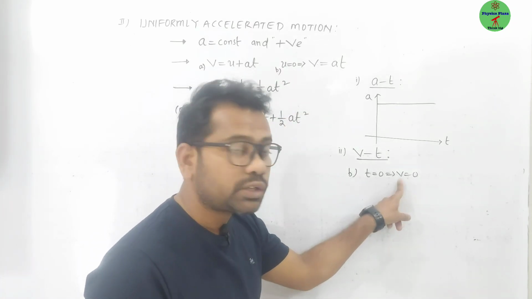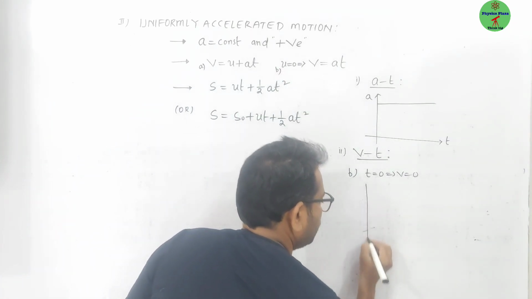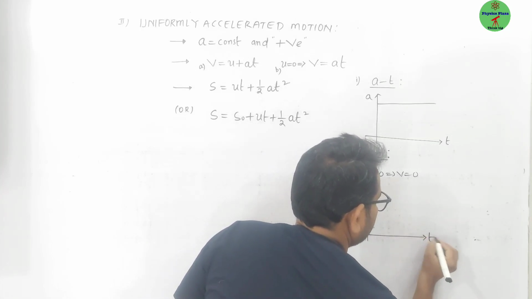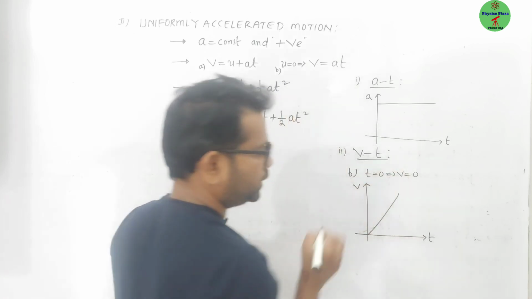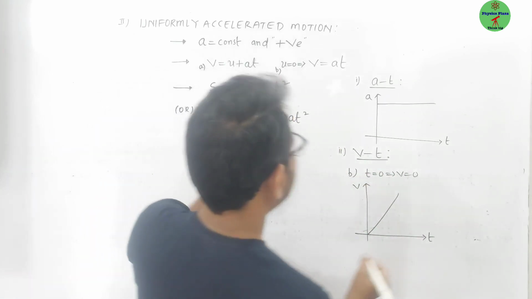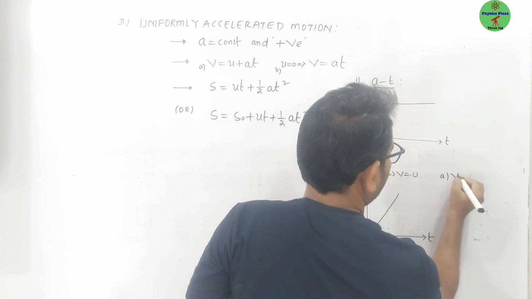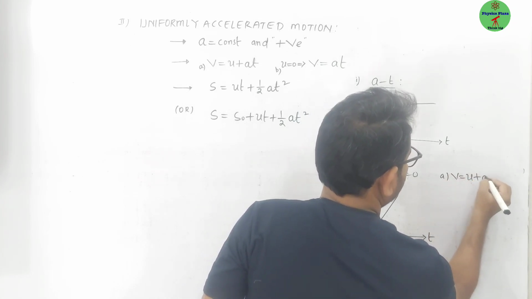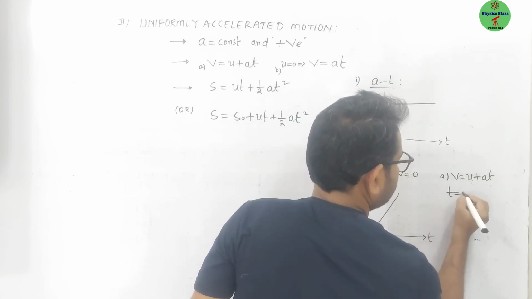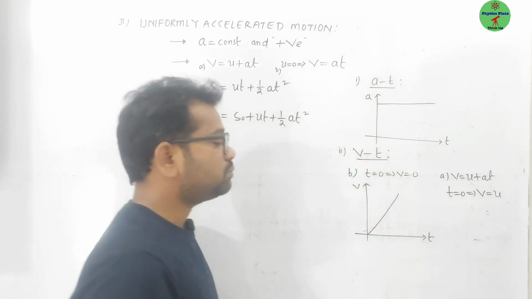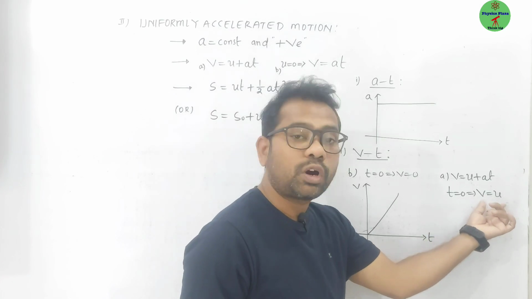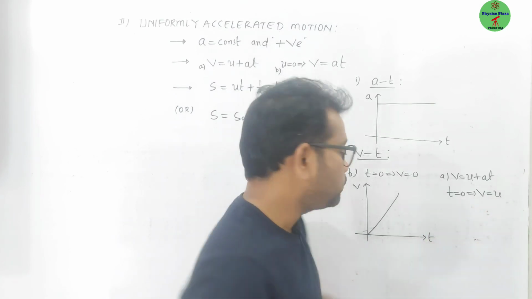This particular straight line starts from the origin. Hence, we get this is time and here is velocity. When it comes to the equation V is equal to U plus AT, when you substitute T is equal to 0, children, V can't be 0 and V is equal to U, which means there will be some y-intercept. It is not starting from the origin.